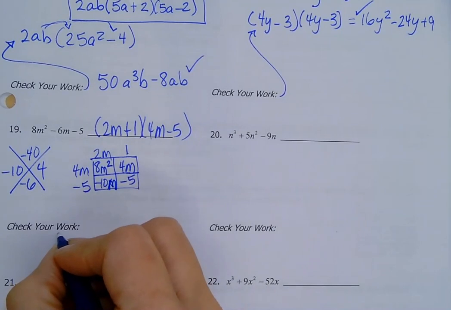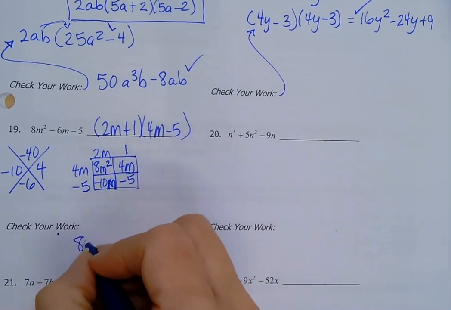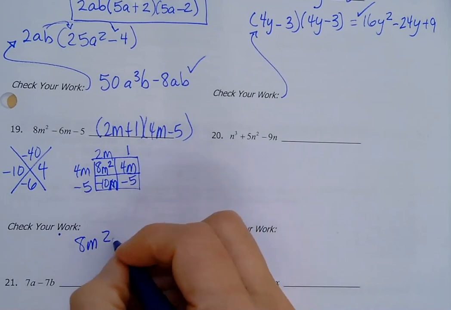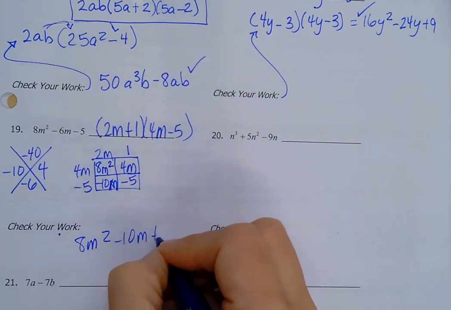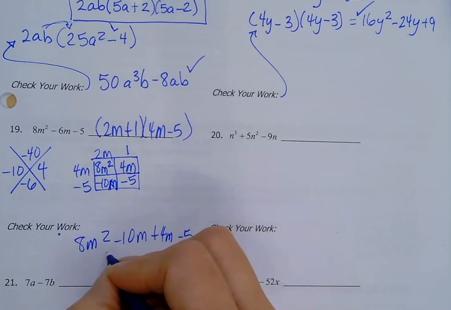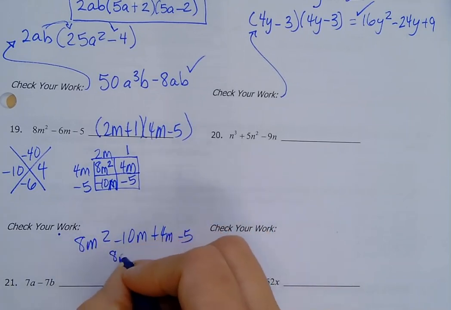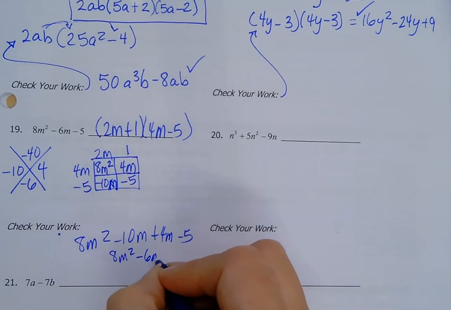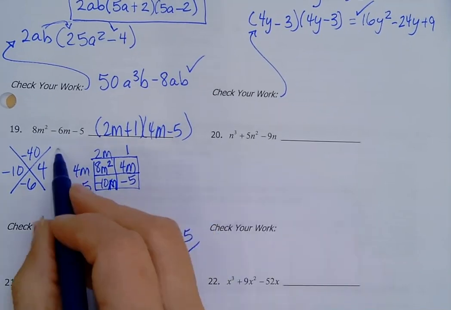So I factored it, and I got 2m plus 1 times 4m minus 5. Multiply those out, and you get 2m times 4m is 8m squared. Outer is negative 10m, inner is plus 4m, and last is negative 5. And that does indeed equal 8m squared minus 6m minus 5. Check, that's what I expected.